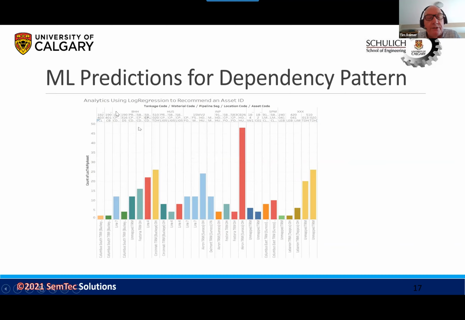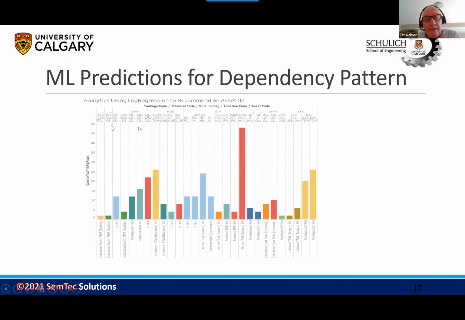And here's a combination on the top of the data that's coming in. You can see here it's tankage, material code, pipeline segment, location code. These are the predictions that it makes, and it's fantastic how accurate it actually is. So for this one, it says 9.7. This is the asset code for this, this is the asset code for that, and the colors represent the material code.